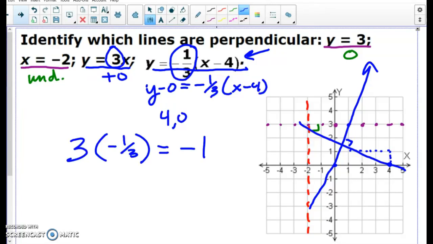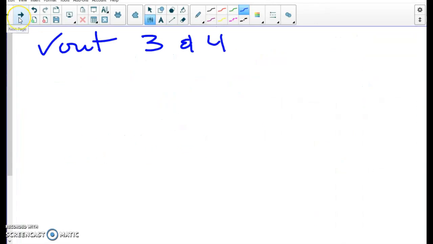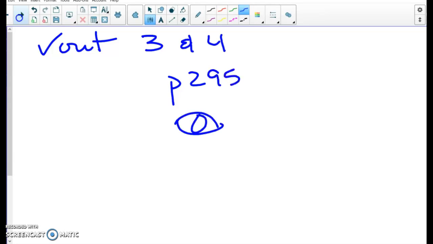In the case of the first two, we have to remember that horizontal and vertical are always perpendicular. Please do Check It Out, problems number 3 and 4 on page 295, and check with me. Make sure that I see them, so that we know we're on the right track.